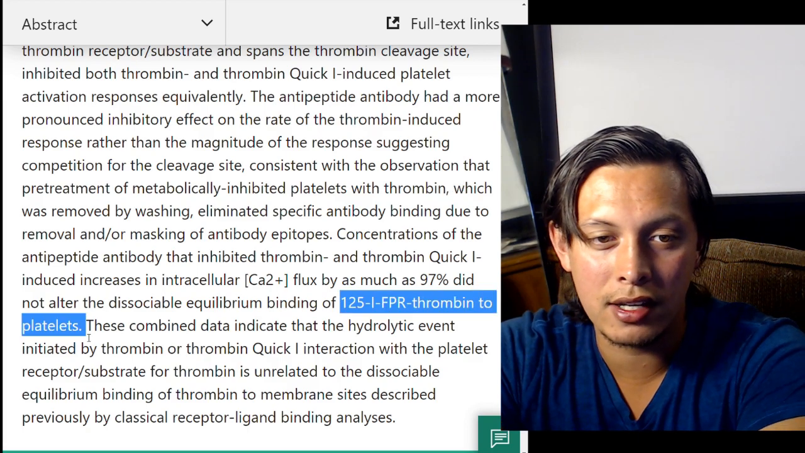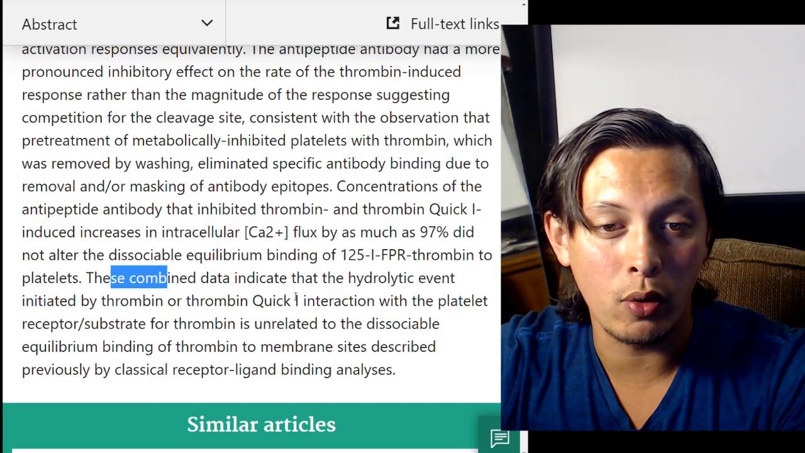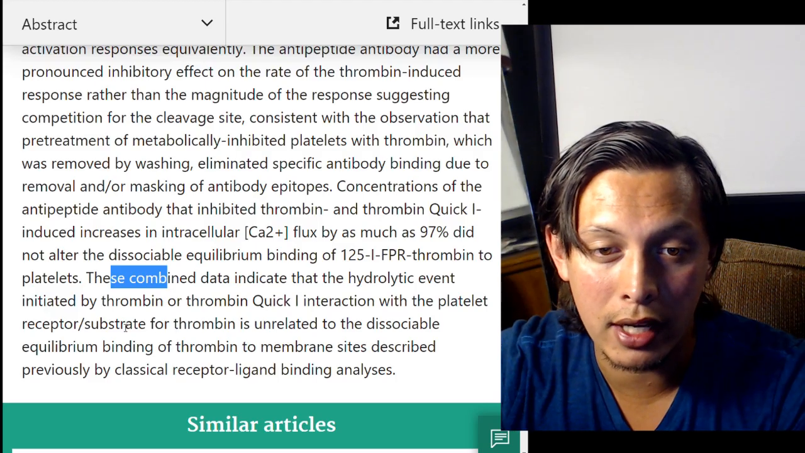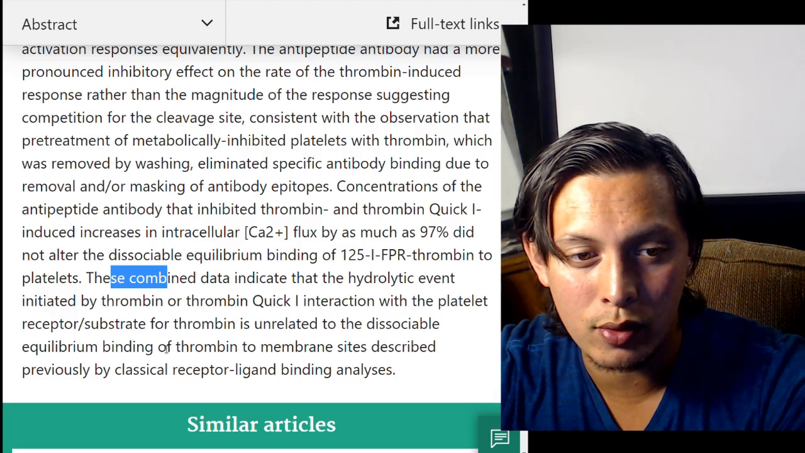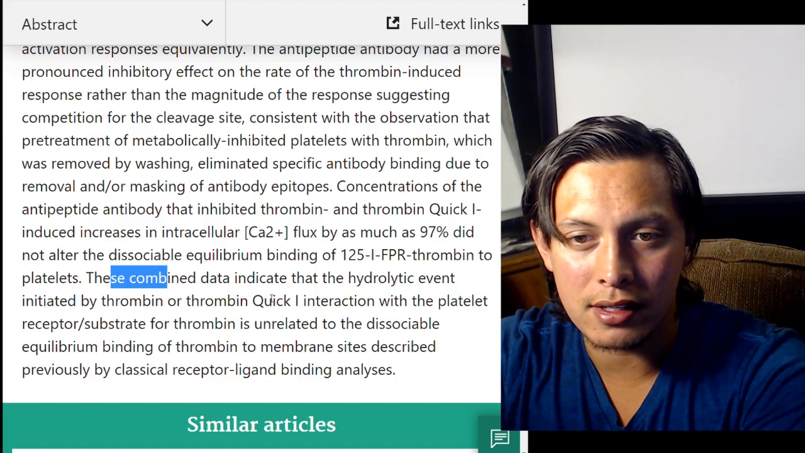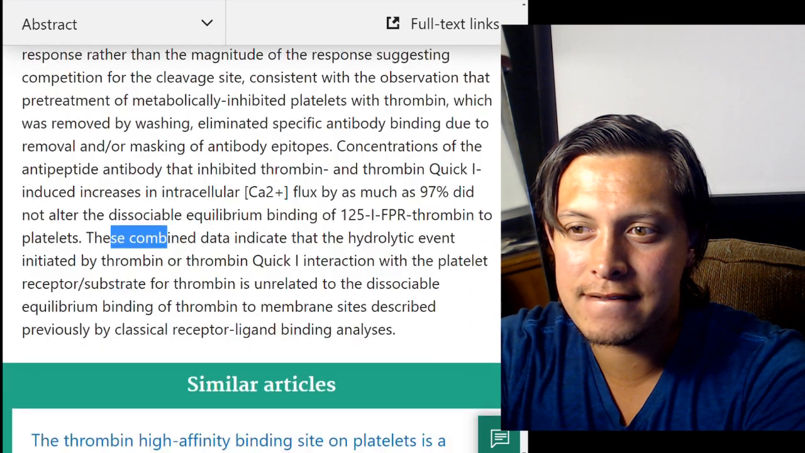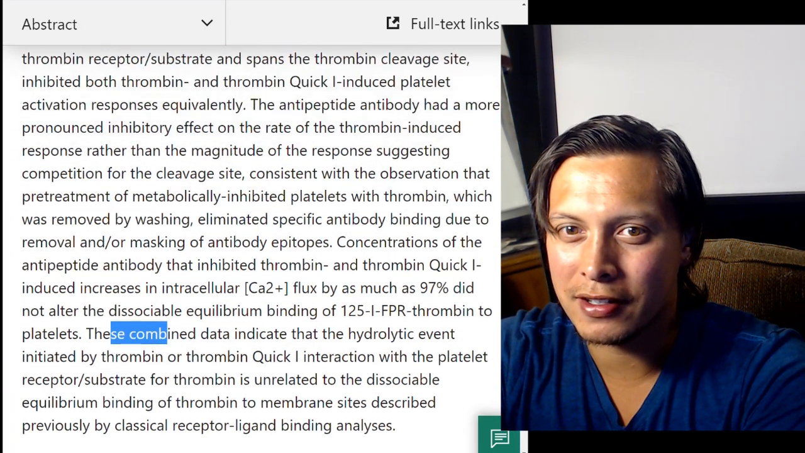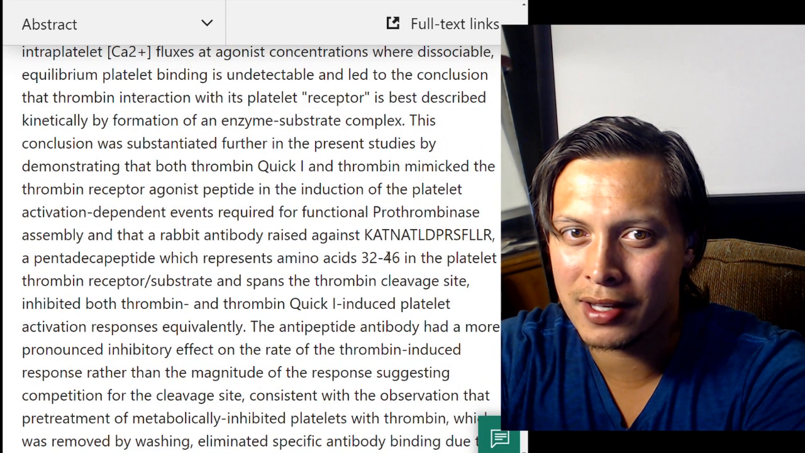So these combined data indicate that the hydrolytic event initiated by thrombin or thrombin quick 1 interactions with the platelet receptor substrate for the thrombin is unrelated to the dissociable equilibrium binding of thrombin to the membrane sites described previously by classical receptor ligand binding analysis. So this is pretty difficult for me to fully grasp. So what it sounds like is that there is a substrate.